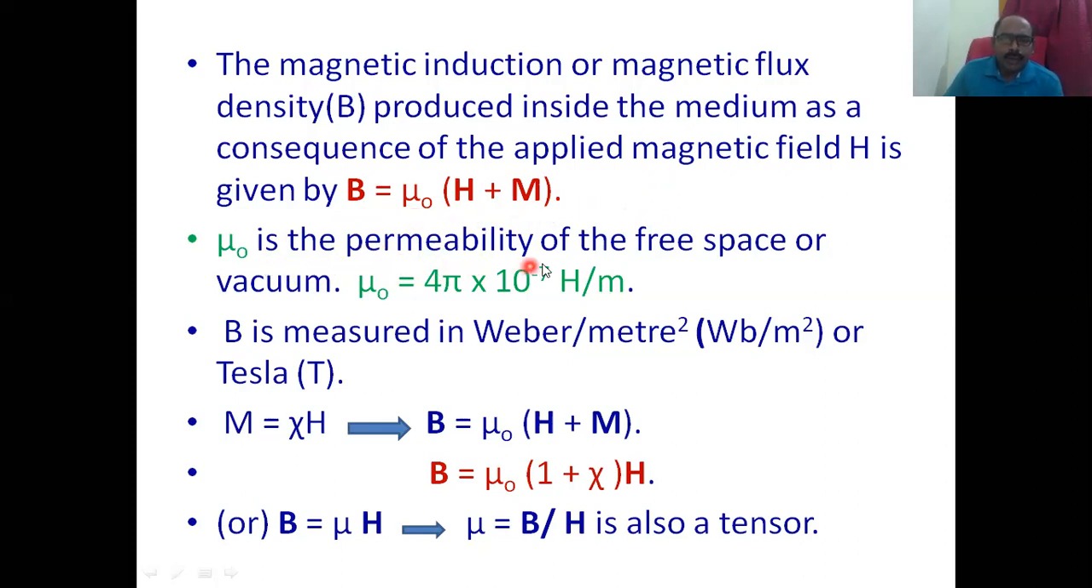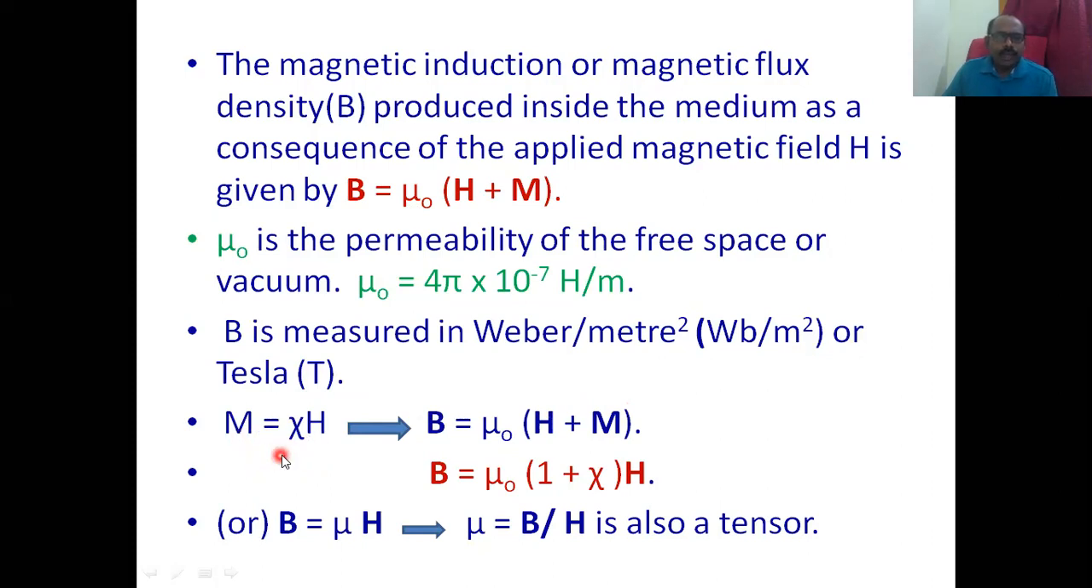Mu naught is the permeability of free space or vacuum, and its value is 4 pi into 10 power minus 7 Henry per meter. Magnetic induction B is measured in Weber per meter square or in terms of Tesla. From the earlier equation we have seen that Xi is equal to M by H. From that equation we are writing M is equal to Xi into H.